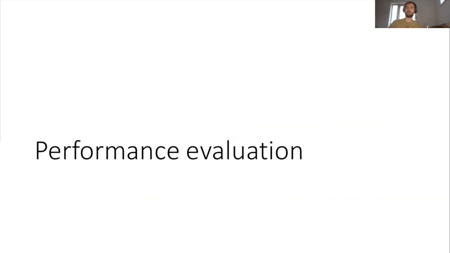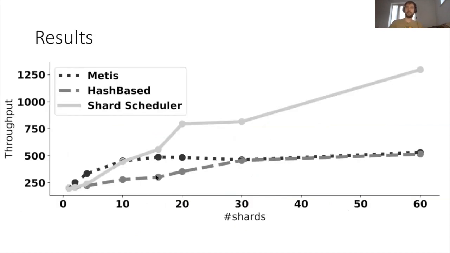So I'm going to finish with some performance evaluation. We implemented Shard Scheduler at the beginning as a Python simulator. We compared it against the hash-based solution that I discussed before, and also against Metis. So Metis is a graph partition algorithm. So what we did, we took all the transactions in Ethereum, we fed them to Metis, creating a graph of interaction between accounts. And then we told Metis to try to split them into groups so that we don't have a lot of cross-shard transactions, but also keep some load balance across the shards.